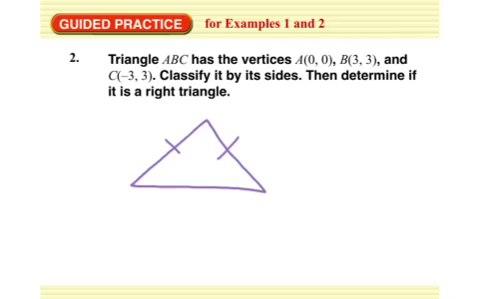Okay, so I want you to pause the video. I want you to try this on your own. See if you can figure out if this is an isosceles acute triangle, an isosceles right triangle. See kind of how you can classify it once you plot the points.